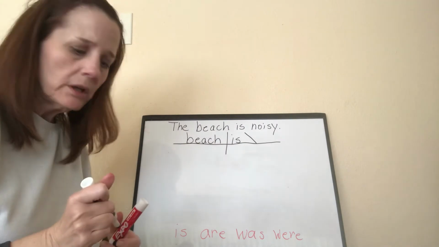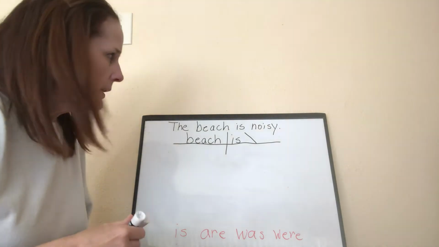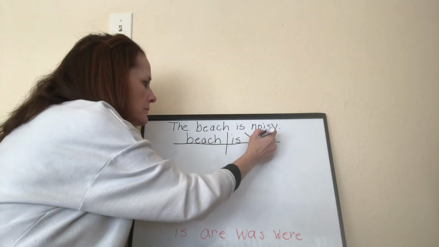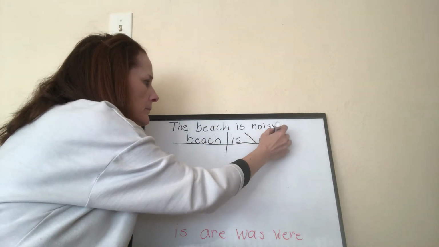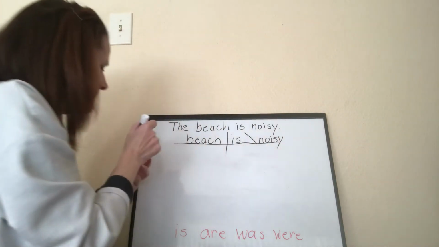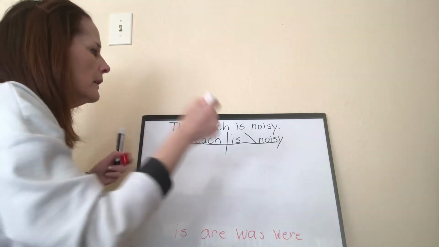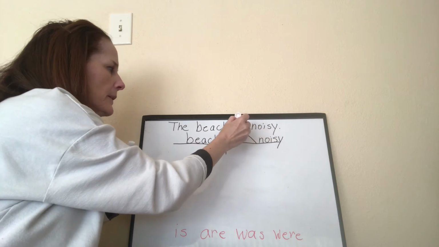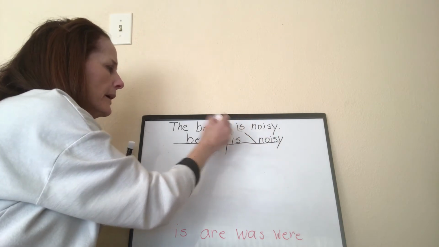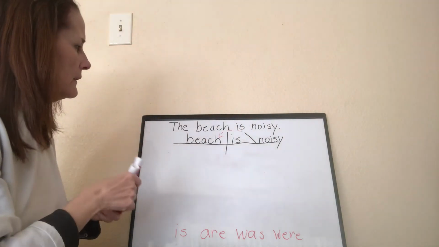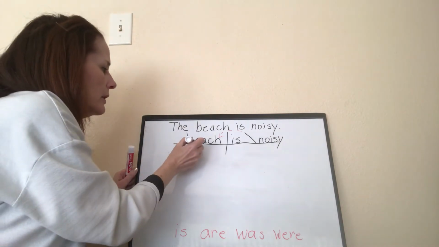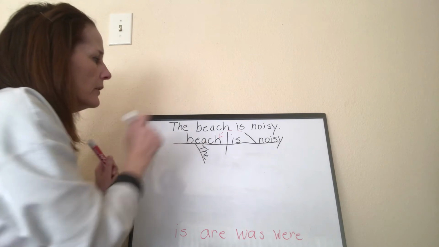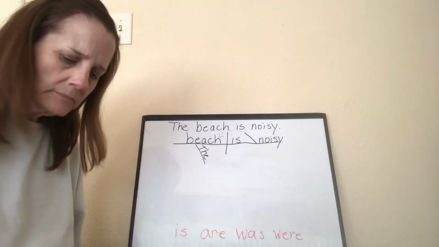of the subject that it is describing. In this case, noisy is describing the beach. Again, so you see how the line is pointing in this direction because it is telling us more about the beach. And then let's not forget the word the. The is again telling more about the subject beach.